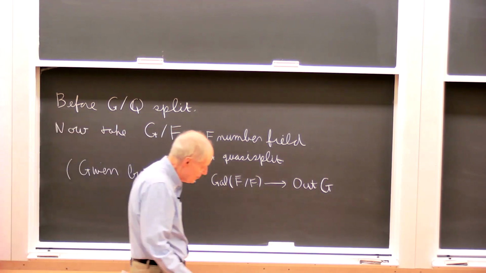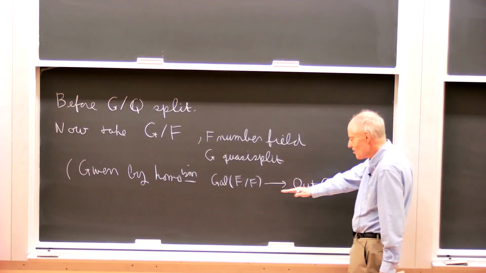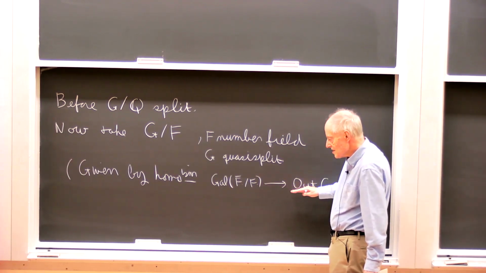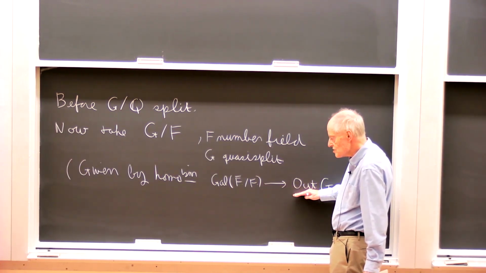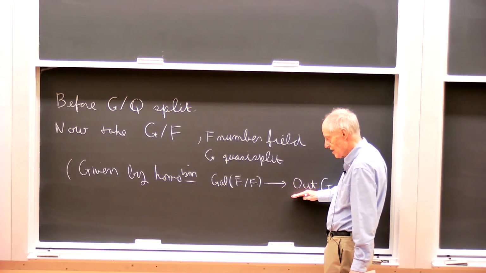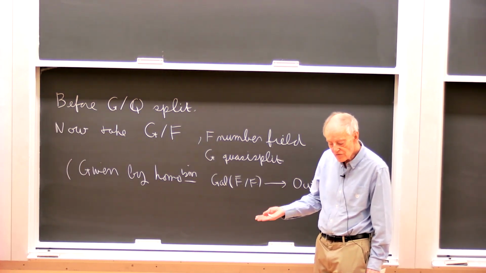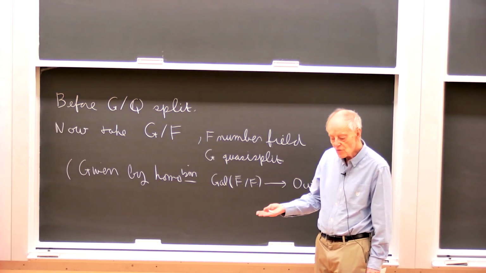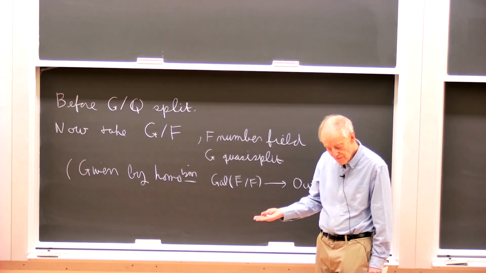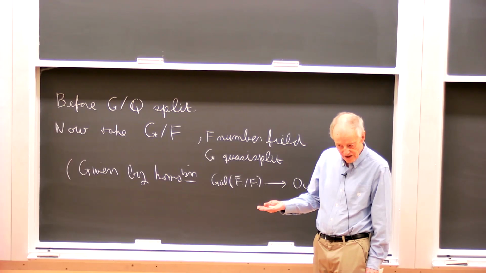Quasi-split groups come from outer automorphisms. One can show that the outer automorphisms are precisely those that come from a group of automorphisms of the diagram. Given any automorphism of the diagram, there's a way to write down from that a canonical outer automorphism of the Chevalley group.